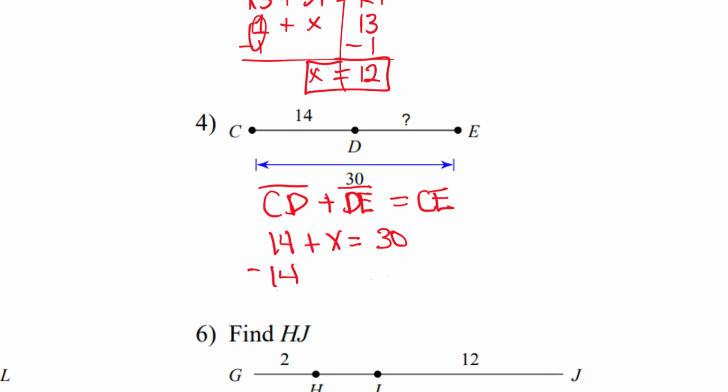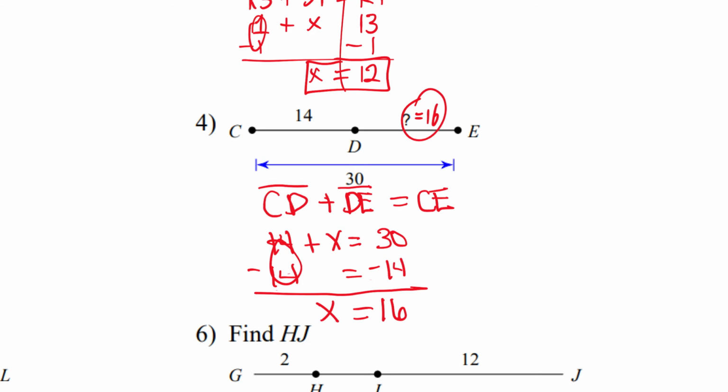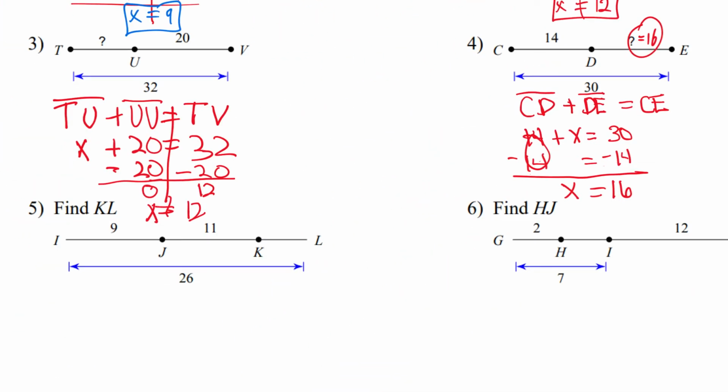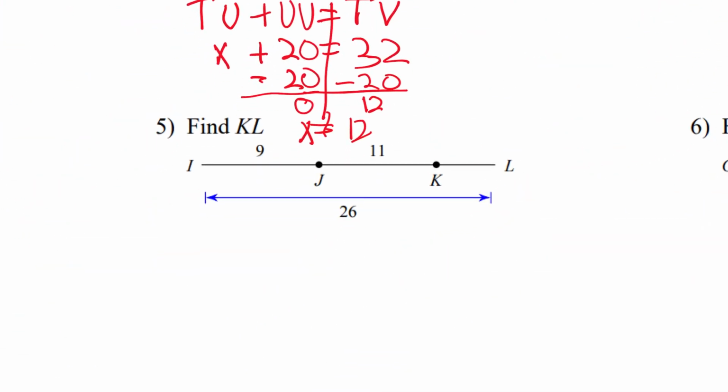So we subtract 14 from both sides. Okay, so that zeroes out. X equals 16. Good job. So DE equals 16. All right, so on number 5.